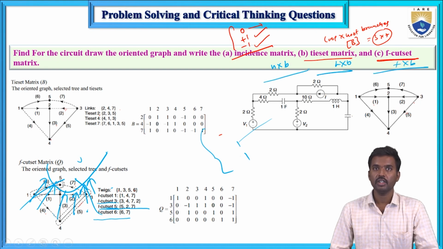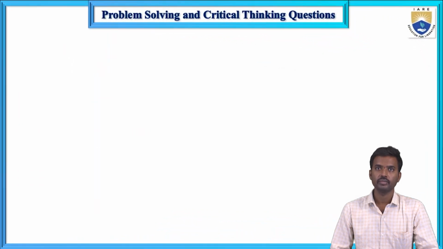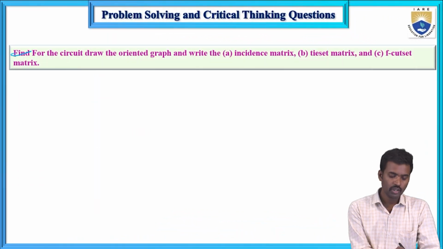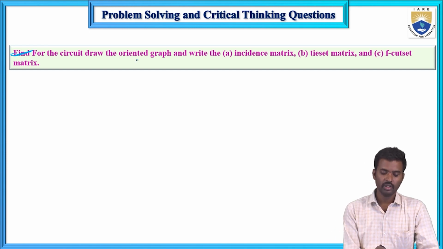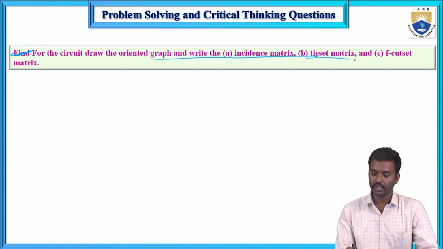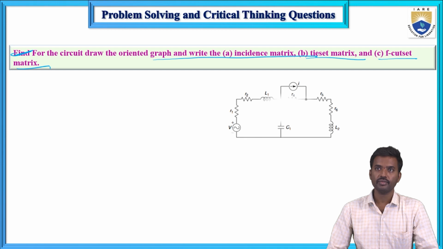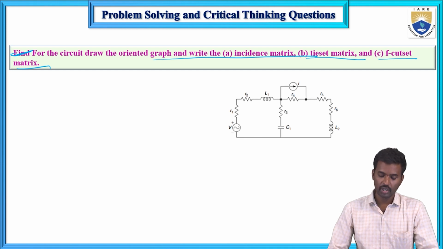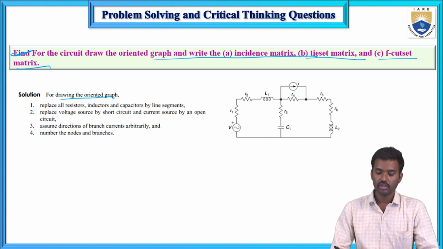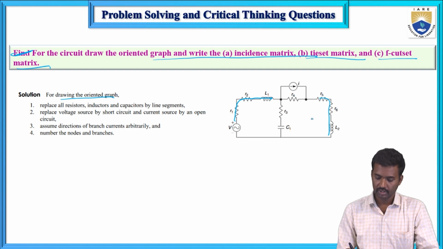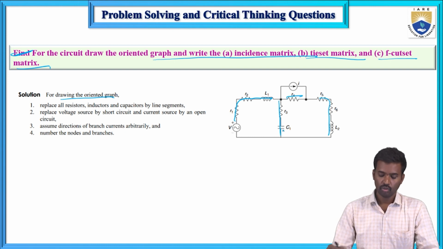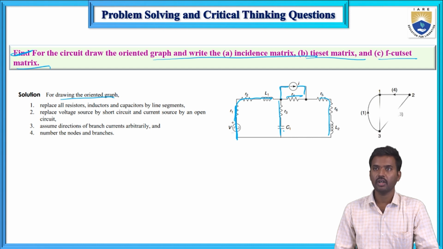Now, in the same way, the second problem: for the circuit, draw the oriented graph and write the incident matrix, tie set matrix, and F cut set matrix. So first, this is the graph. Now the procedure I gave here: all resistors, inductors, and capacitors are replaced by line segments. And next, the voltage source is replaced by a short circuit, and the current source is replaced by an open circuit. So now here, this is the graph.